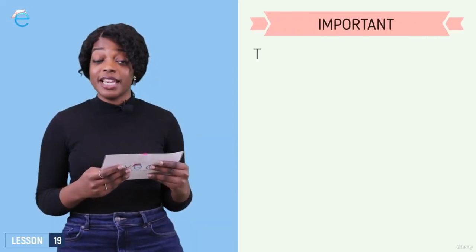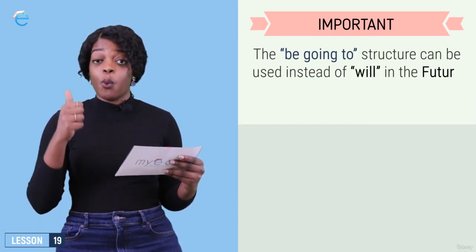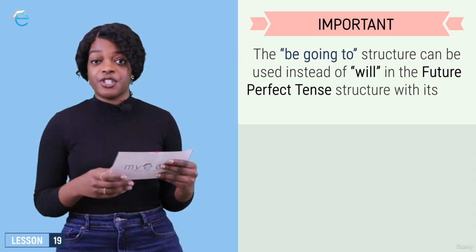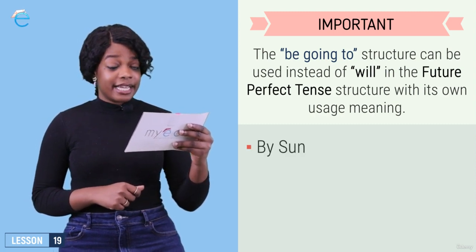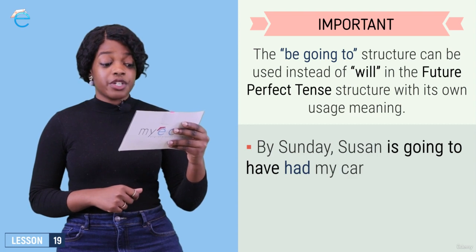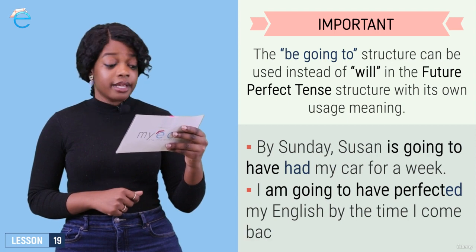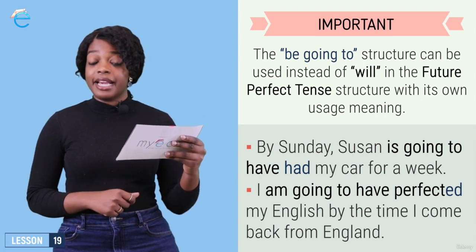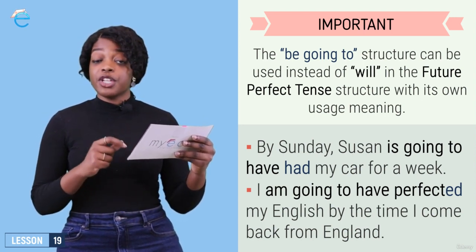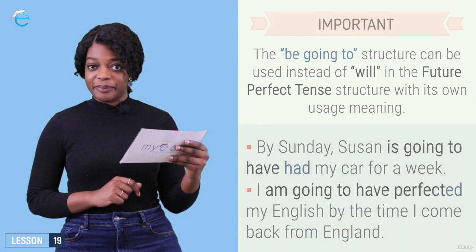For future perfect tense, it is also possible to use be going to instead of will. This is because for future tense, we know will and be going to are the two main structures. So I can have a sentence that says, by Sunday, Susan is going to have had my car for a week. Or, I am going to have perfected my English by the time I come back from England. Going to, have, and then our verb 3 or past participle.